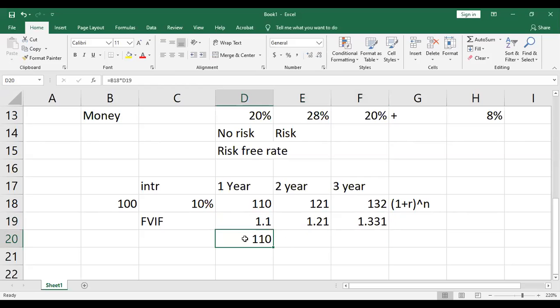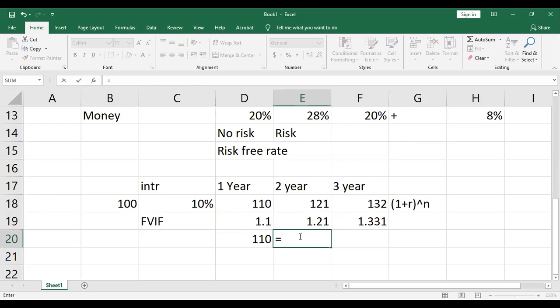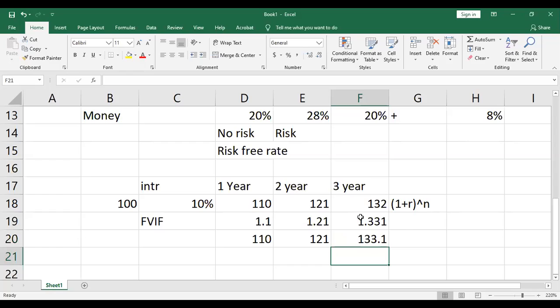Right, 110. In year 1, you will receive 110 rupees for the 100 rupees investment. In year 2, you will receive the principal amount into the future value interest factor, which gives 121. And likewise, 100 rupees into the factor gives 133.1. So these are the future values. The future value of 100 rupees after 3 years is 133.1, and after 2 years is 121.